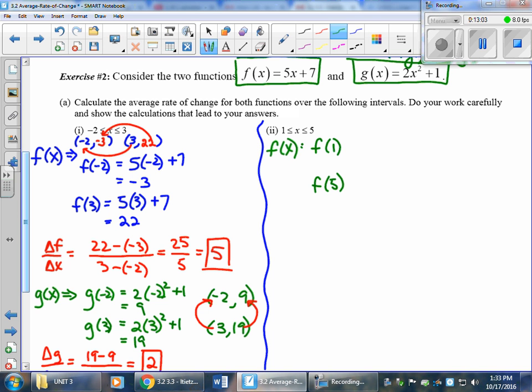And then you're going to come over here and do g of x for 1 and g of x for 5, and determine what the change of f and the change of g over x is. So use the left side as a model for you to finish what's going on the right.